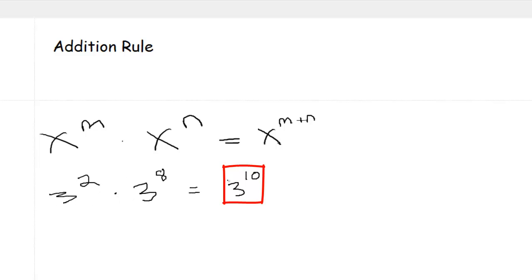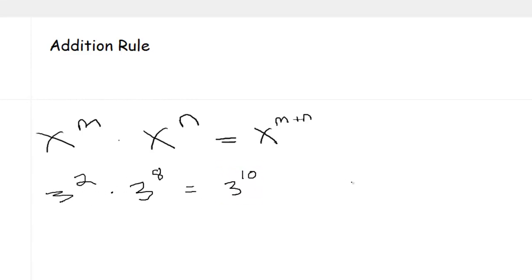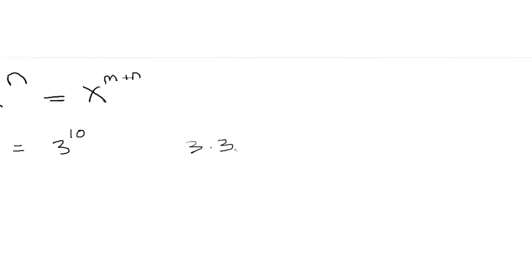And one way to visualize what's going on here is, well, what is 3 squared? 3 squared is 3 times 3. And then what is 3 to the 8? 3 to the 8 is 3 times 3 times 3 times 3, and so on. Let me make sure I got all the numbers: 1, 2, 3, 4, 5, 6, 7, 8. And so that's the equivalent of 3 squared times 3 to the 8.